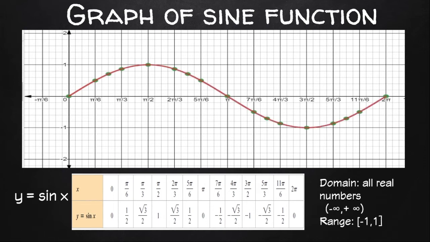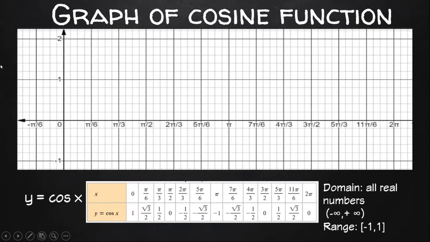So the domain of the sine function y is equal to sine x is all real numbers, from negative infinity to positive infinity, and the range is from negative 1 to positive 1. Next is the graph of the cosine function. y is equal to cosine x, and we have the coordinates. The x is from 0 to 2 pi, and then we plot the dots and also connect the dots.